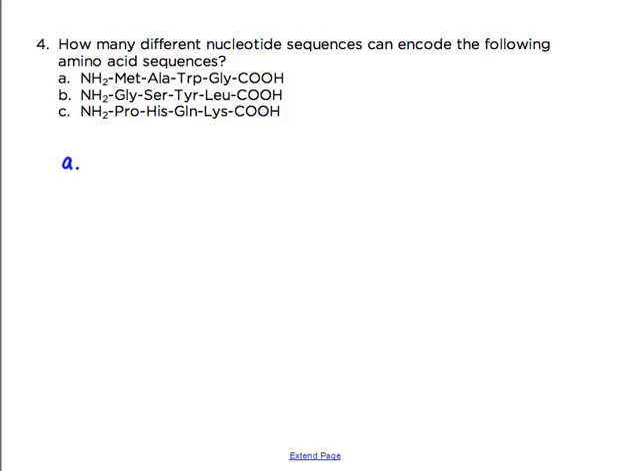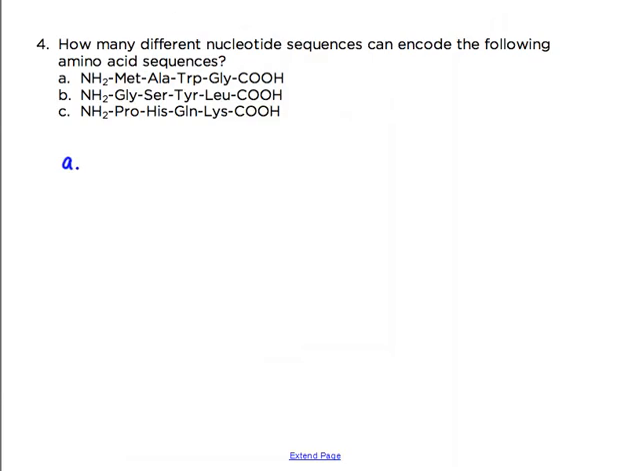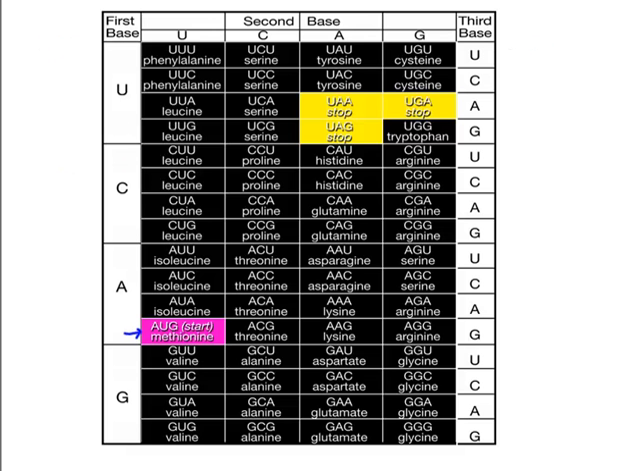So the first one, the amino acid, is methionine. As you may know, that is the start codon, and there's only one codon that can encode for that amino acid, which is AUG. So we're going to write 1. Then the next amino acid is alanine. So let's look at how many codons can encode for this.